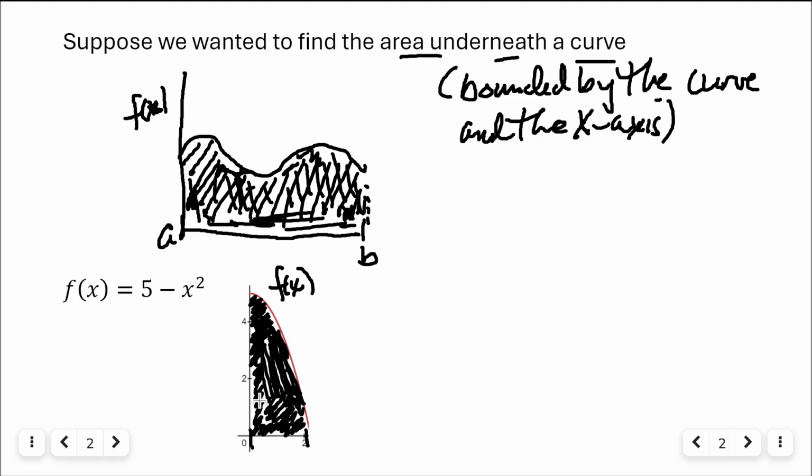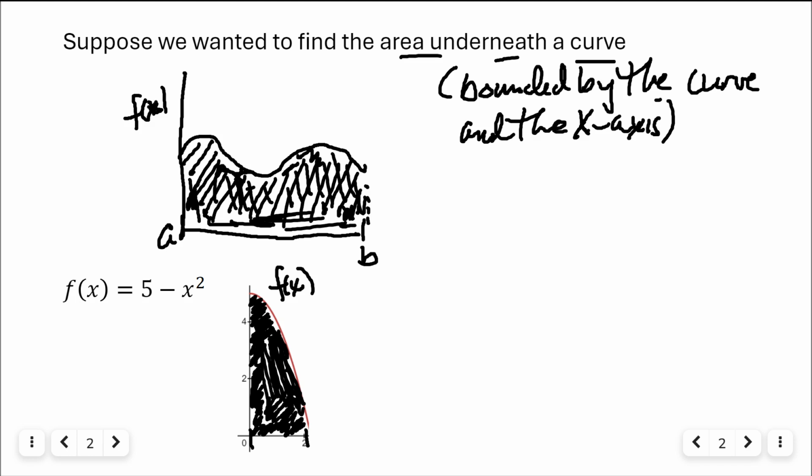Now, we want to find that area. To find it, we can't find the exact area that's underneath this thing because this is not a shape that you've seen before. You don't know the area formula for this. This parabola here, half a parabola, a piece of it. You don't know that area formula. So what we're going to do is approximate the area. It's the best we can do.